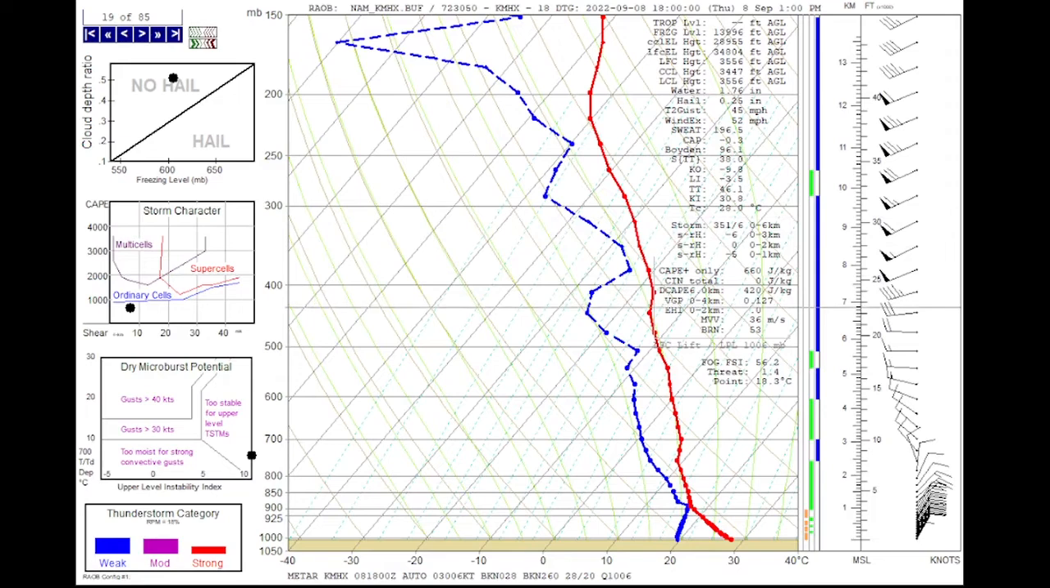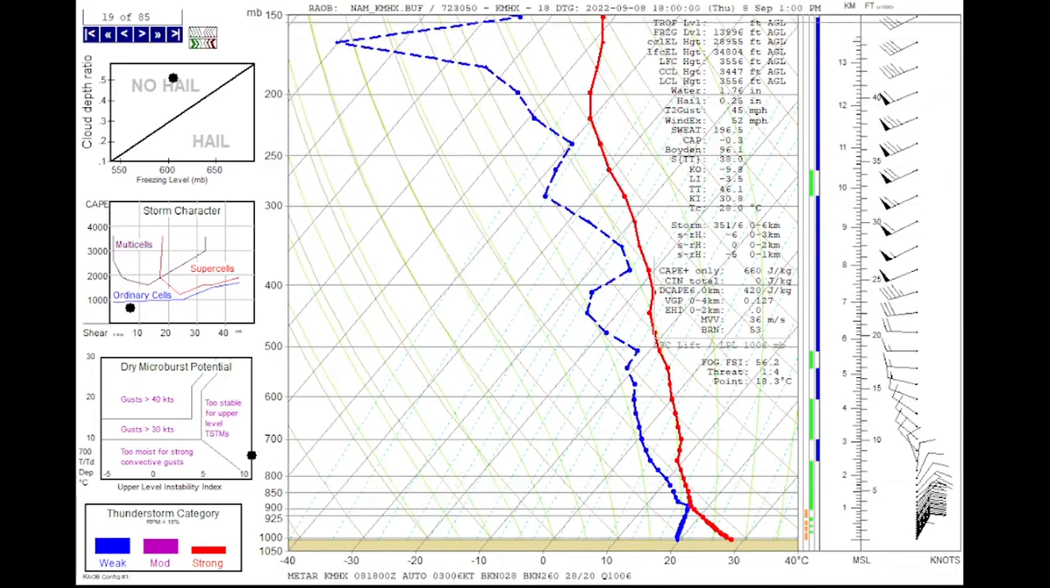Storm character, where that black dot is, ordinary cells. So if any thunderstorms popped up in this area right now, it would just be ordinary thunderstorm cells, nothing significant. So you can go multi-cells and then supercells. And then there is one area where there's crossover. So if that black dot got up into this area between those, then you could have multiple supercells. Chances of that happening are pretty slim, but we'll cover some of these indexes, some of the analysis on this.